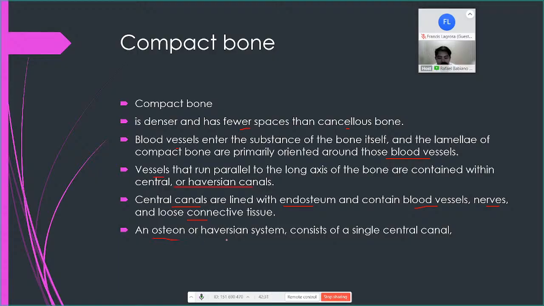Then lastly, an osteon or a Haversian canal consists of a single central canal. So these are just things that you have to take note of during exams, because you can get confused. So just take note of the difference between compact bone and the cancellous or the spongy bone.